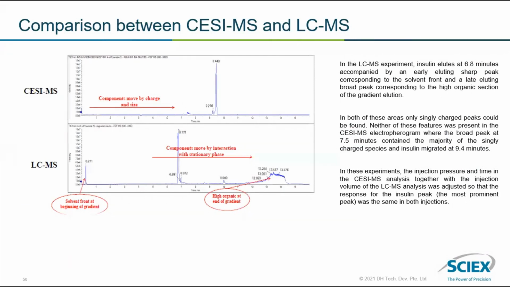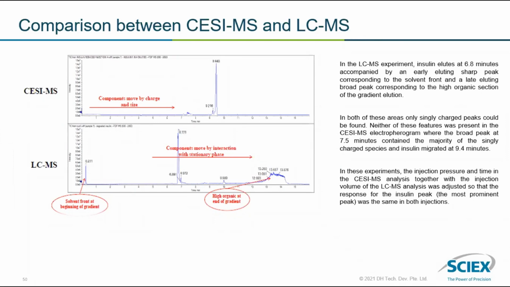If you talk about the comparison between CESI and LCMS, we have done a study on insulin, and here you can see the separation of insulin by using CESI-MS and LCMS. In the LCMS experiment, the insulin elutes at around 6.8 minutes, and you can also see an earlier peak, eluting as a sharp peak, which is basically the solvent peak. And on the same electropherogram for the LCMS, you can see some peaks coming at the end, which are basically from the high organics of the gradient.